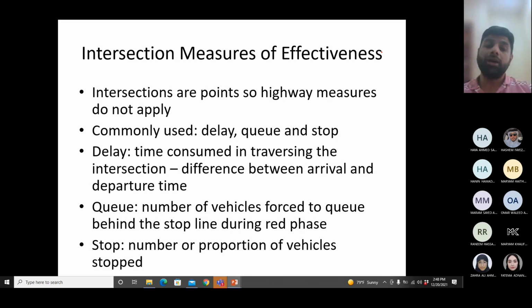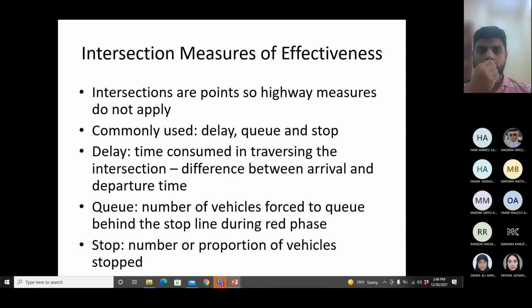Okay. So if you came towards the signal and the signal was green and there were no vehicles in front of you before the stop line, then you will just come and cross the stop line. So then your arrival and departure time is the same. Delay is 0. Nobody was in front of you, and the signal was green. You didn't stop, you didn't join the queue. In that case, your delay is 0.